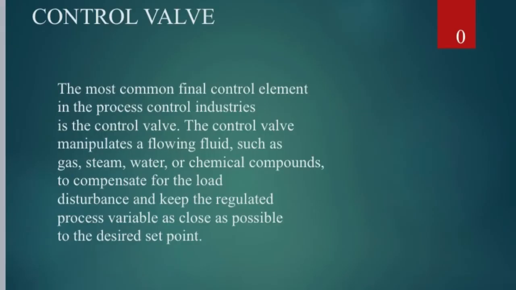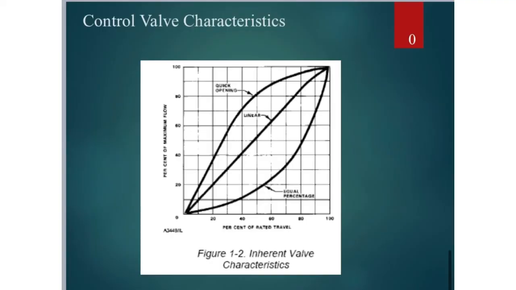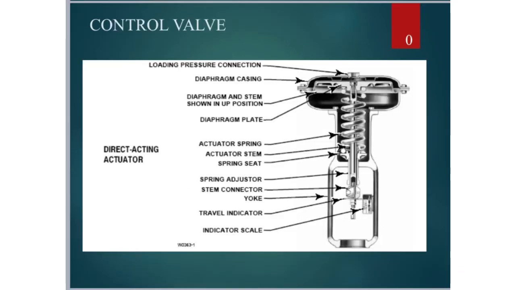Control valve. The most common final control element in the process control industries is the control valve. The control valve manipulates a flowing fluid such as gas, steam, water or chemical compounds to compensate for the load disturbance and keep the regulated process variable as close as possible to the desired set point. In this figure, we can see inherent valve characteristics. In this image, we are going to see a direct acting actuator.